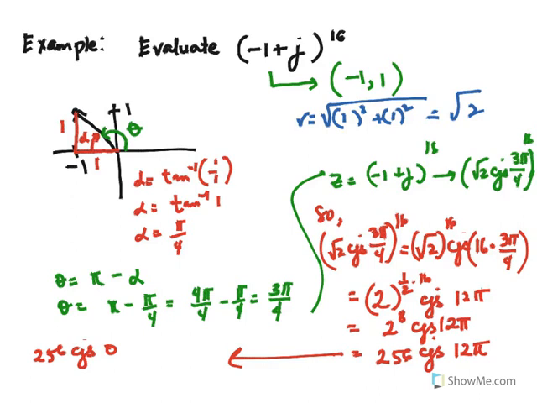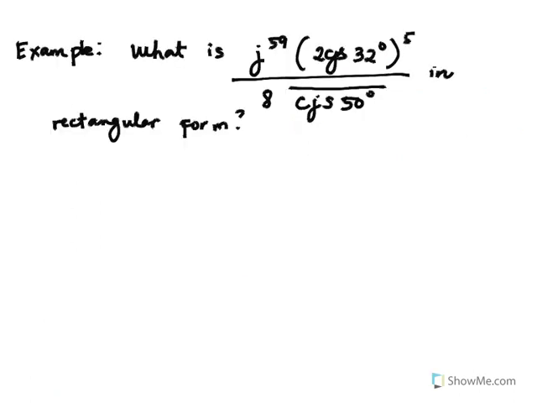Therefore, this one can also be written as 256 in rectangular form, because cosine 0 is 1 and sine 0 is 0. Sorry, this one should be positive 256. Positive 256. So cosine 0 is positive 1 and then sine 0 is 0.